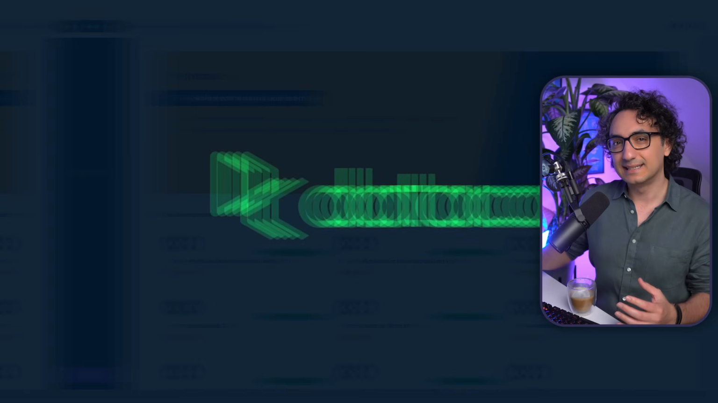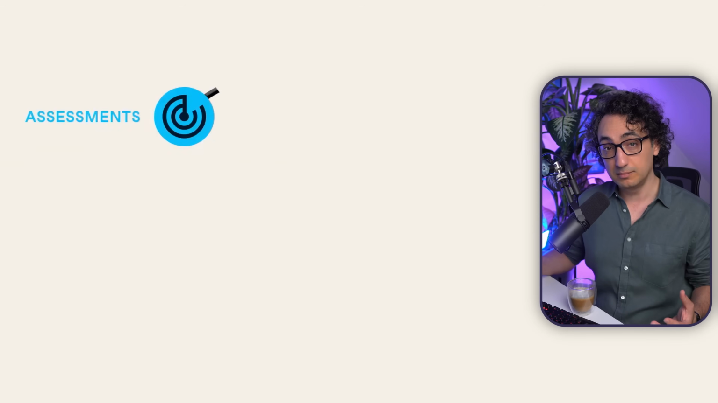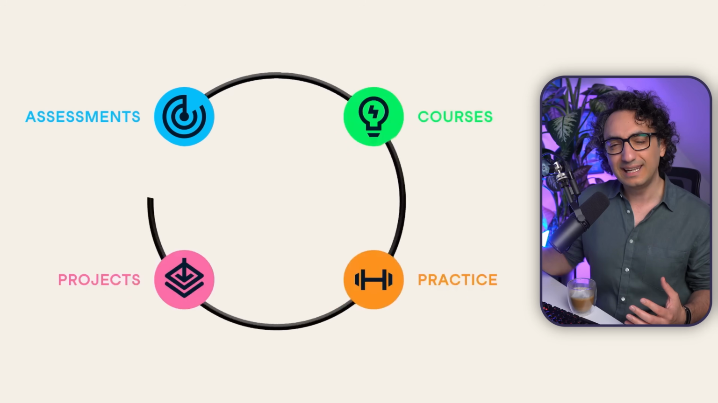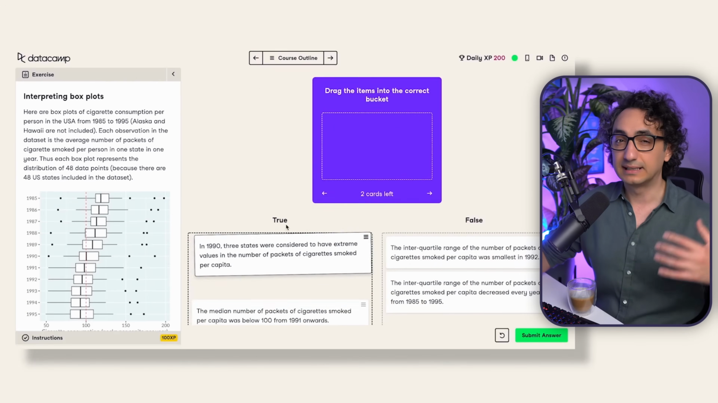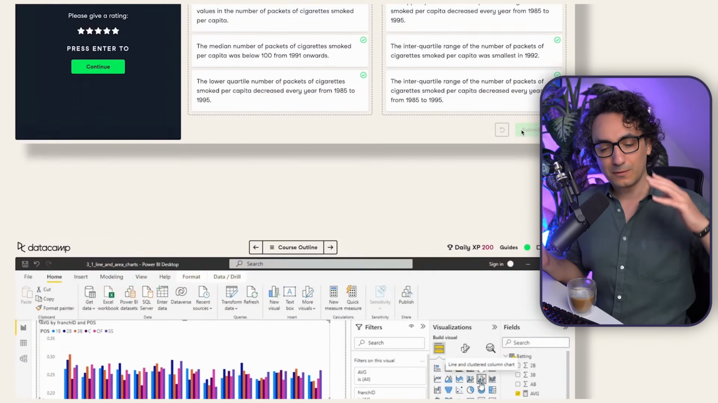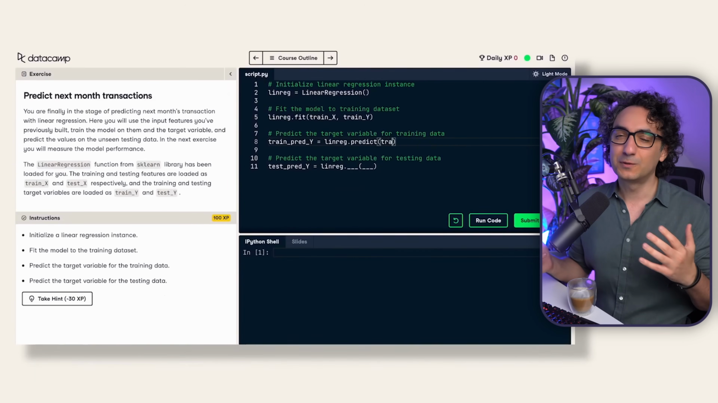So now let's start. DataCamp is an online training platform that's going to help anyone learn anything about data and AI. That means it is dedicated to data analysis, data engineering, data science, and machine learning. Think about it like a Netflix, but for data skills.